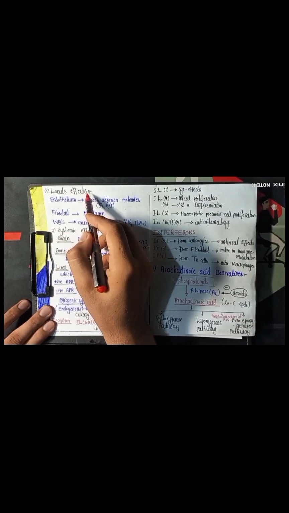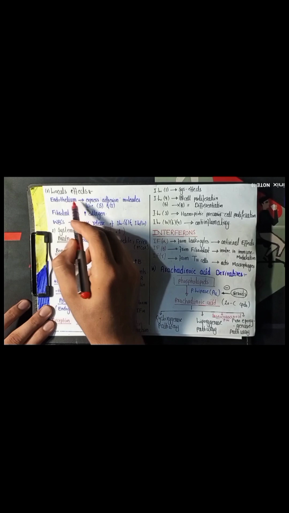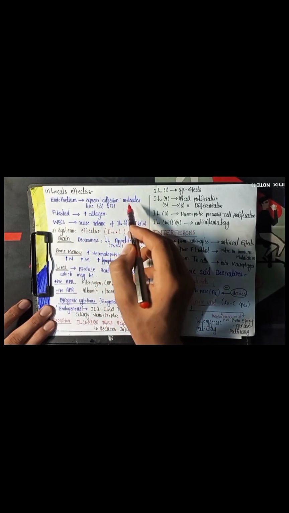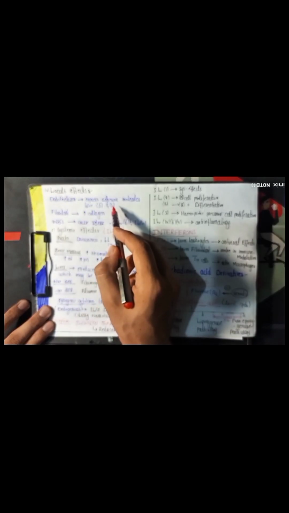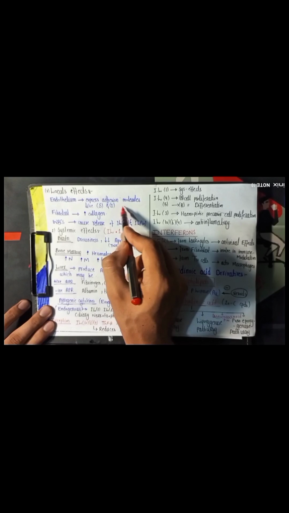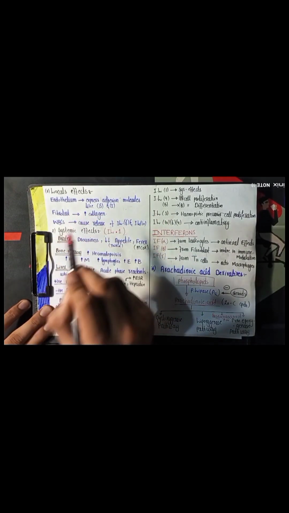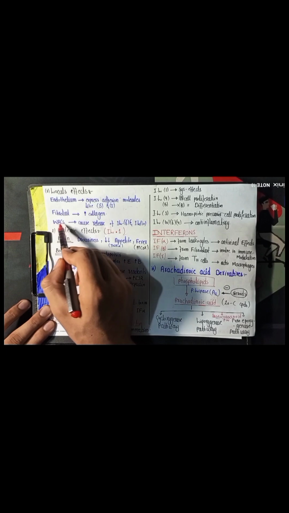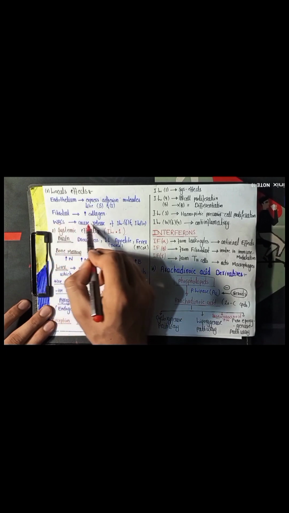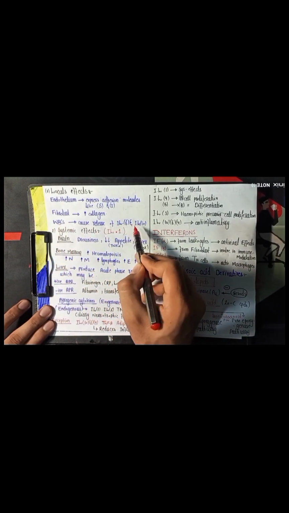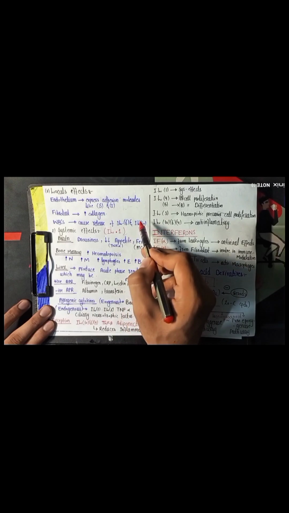First, the local effects. The cytokines act locally on the endothelial cell, and they cause the expression of adhesion molecules like selectin and integrin, and cause adhesion of leukocytes with the endothelial cell. They also act on the fibroblast and increase the synthesis of collagen. Similarly, they also act locally on the white blood cell and cause the release of interleukin 6 and interleukin 10 from the white blood cell.